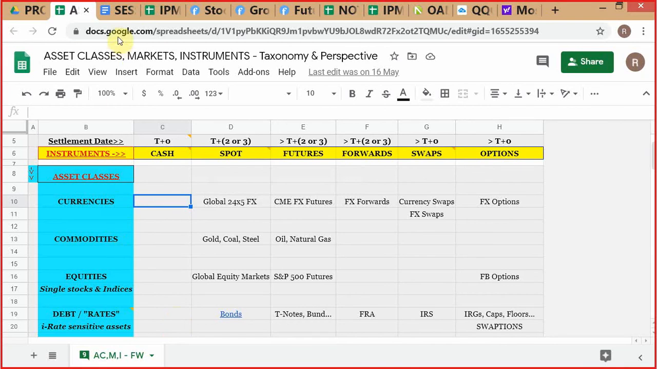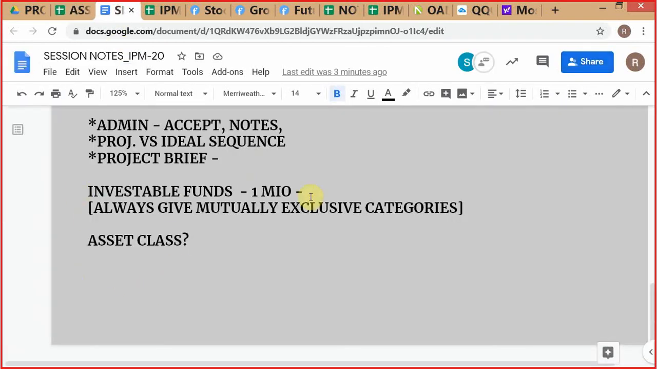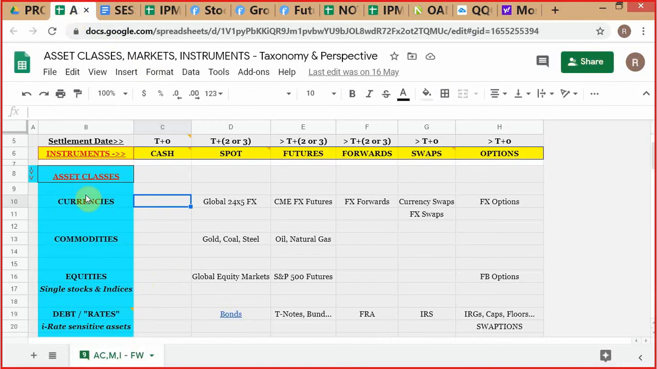So the first decision that you have to take is, when you're given some money and the investor doesn't give you any constraints, says do whatever you want, just invest this money for me, you have to decide which asset class you are going to go into. Is this point clear to everyone? Have you understood this point?